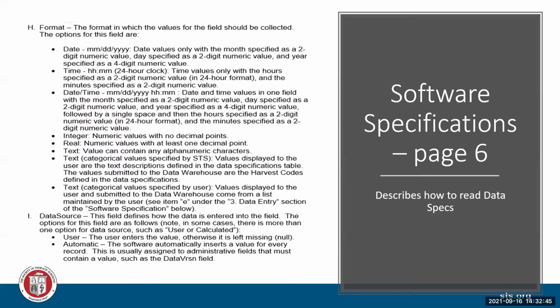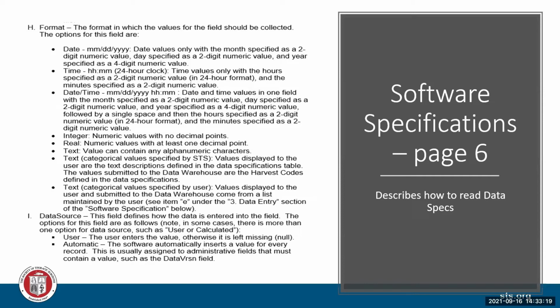Okay, page 6 is important because it tells you how to read the data specs. If you look there, you'll see integer is a numeric value with no decimal point, and real is a numeric value with at least 1 decimal point. This is important information to know, because when you get into the data specs, you're going to see why you need to know what an integer is versus a real number.